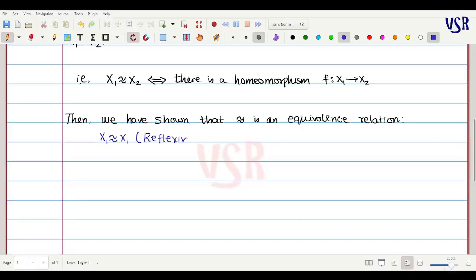How is this so, sir? Consider the identity function. Consider f from x1 to x1 defined by f of x equals x for every x belongs to x1. Then f is bijective and bicontinuous. So this f is a homeomorphism.